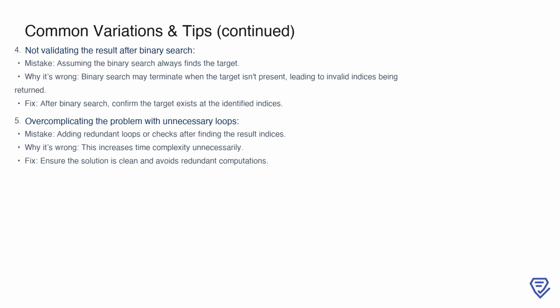Another mistake to be mindful of is not validating the result after conducting a binary search. Just because binary search completes doesn't mean it has found the target. If the target isn't present in the array, you could end up returning invalid indices. To prevent this, always double-check that the target exists at the indices identified by your binary search.